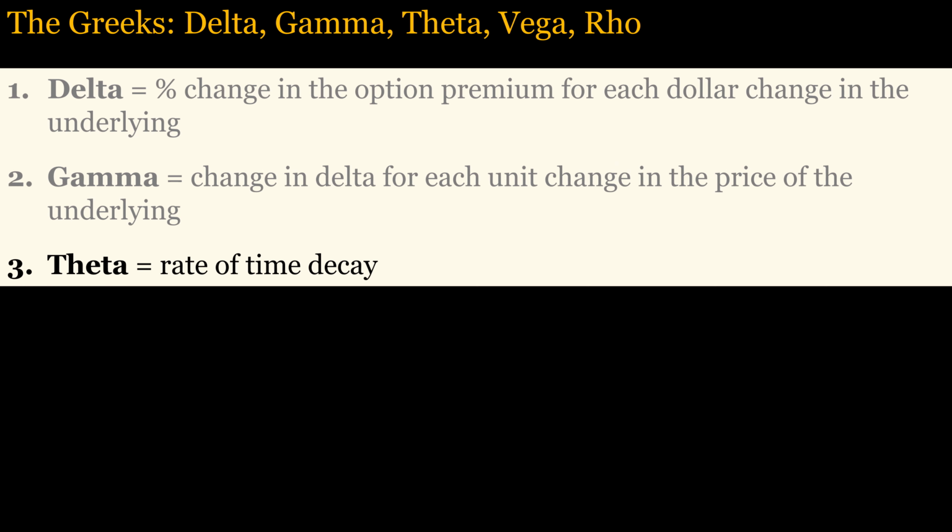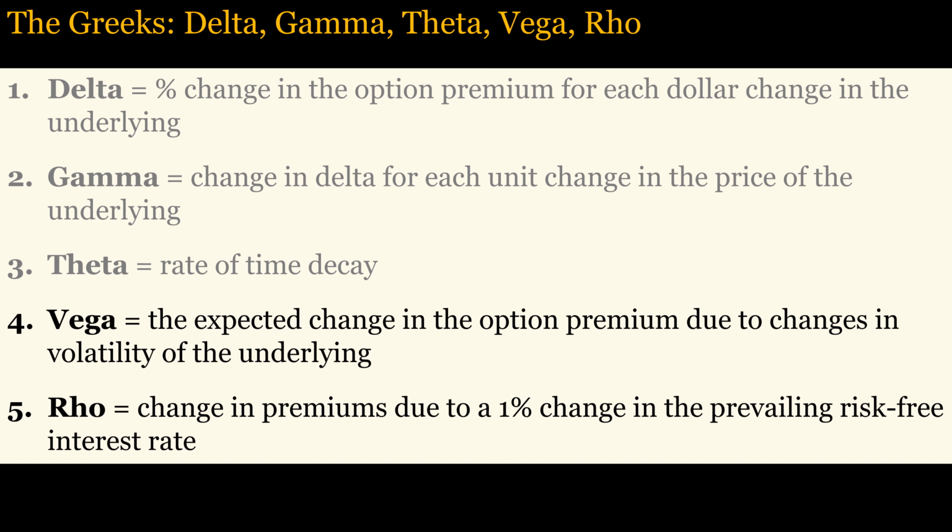Theta measures the rate of time decay. The time value decays slowly at first, then most rapidly in the last week before expiration. Vega is the expected change in the option premium due to changes in volatility of the underlying. If the volatility of the underlying asset increases, then its option prices will increase more than would otherwise be the case. Rho measures the change in premiums due to a 1% change in the prevailing risk-free interest rate.